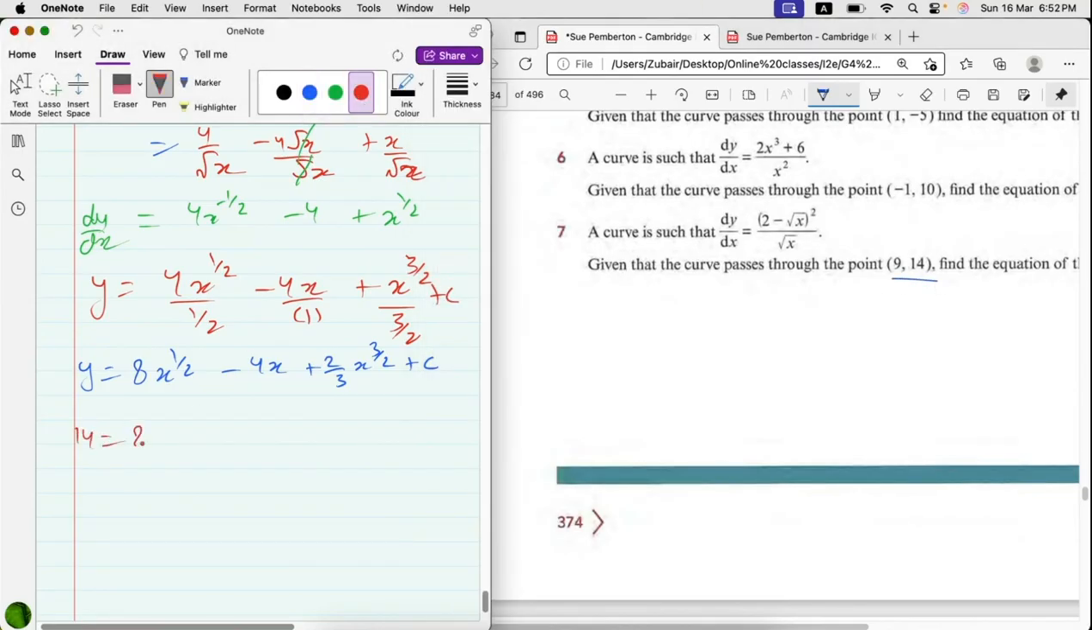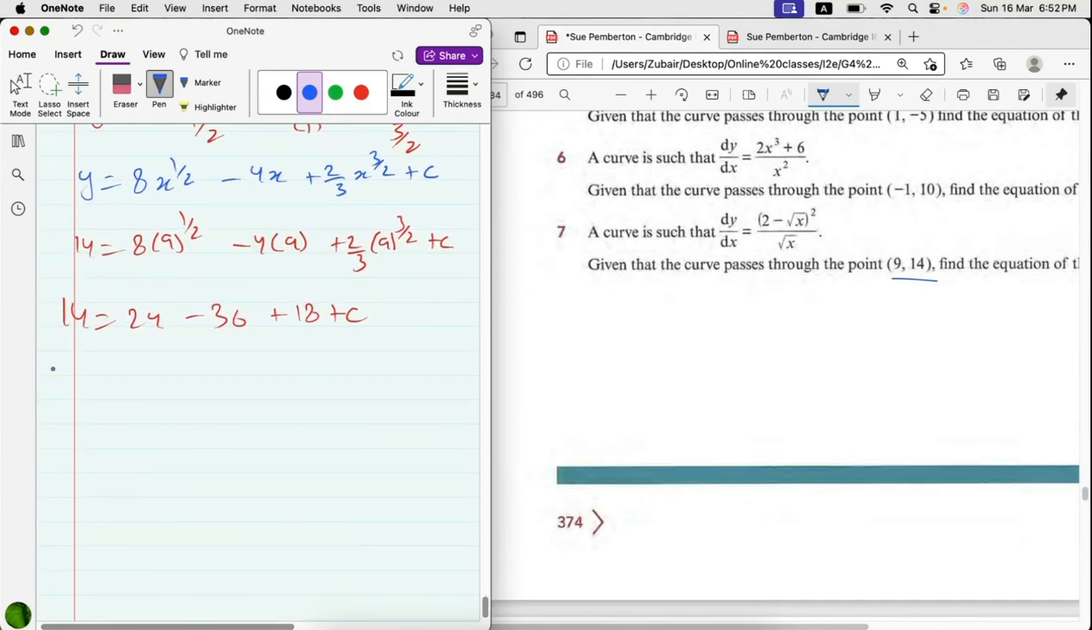This is 14, 9 square root, 9 plus 2 by 3, 9 plus c. So that's 14, 9 square root is 3, 8 times 3 is 24, 9 times 4 is 36, 9 square root is 3, 3 cube is 27, 27 by 3 is again 9, 9 times 2 is 18 plus c. We can also use a calculator. I was just trying to check if my mental math is still working. And now I'm using the calculator. That is 14 minus 24 plus 36 minus 18 is 8.